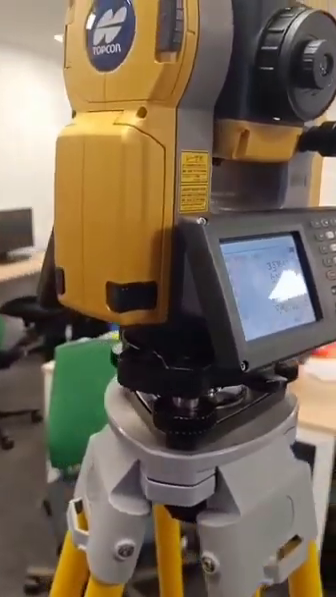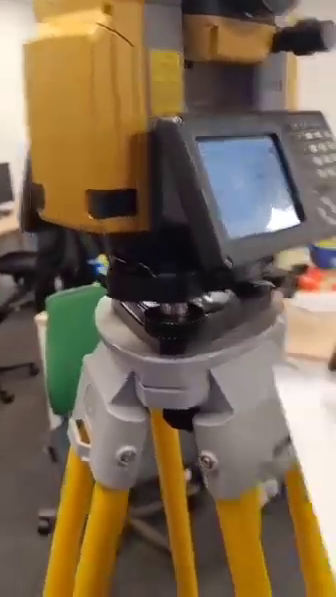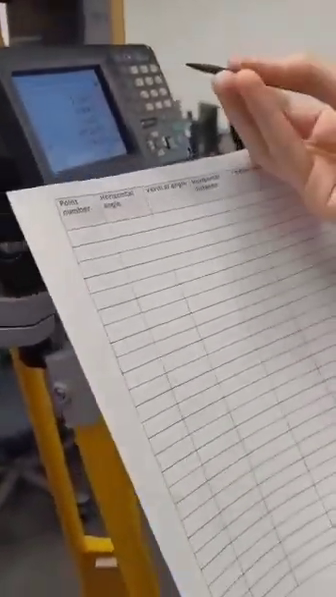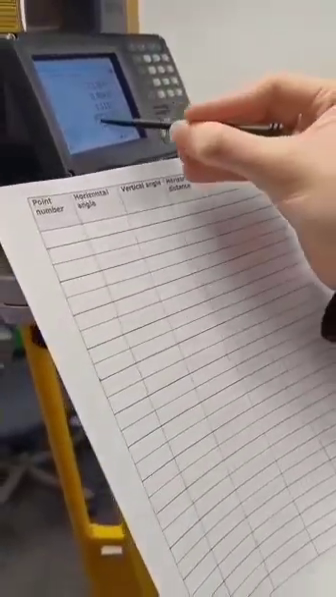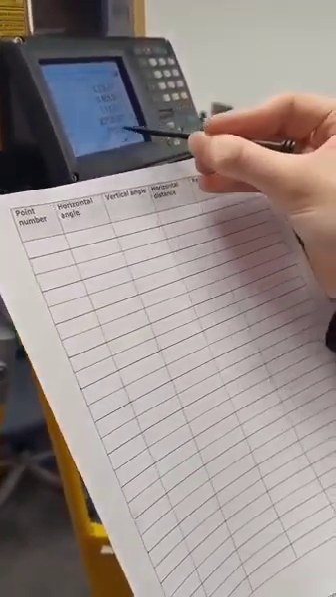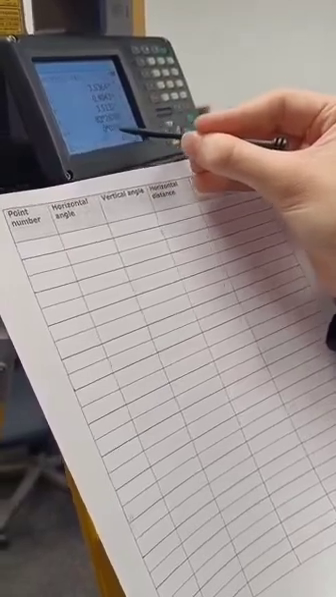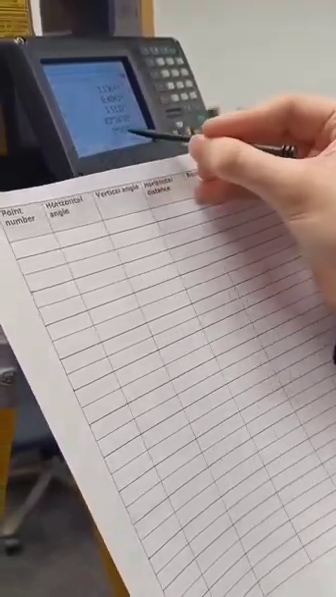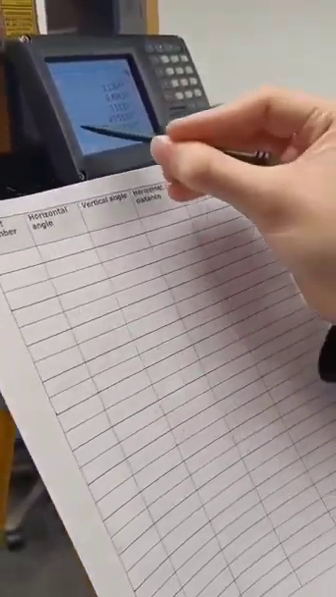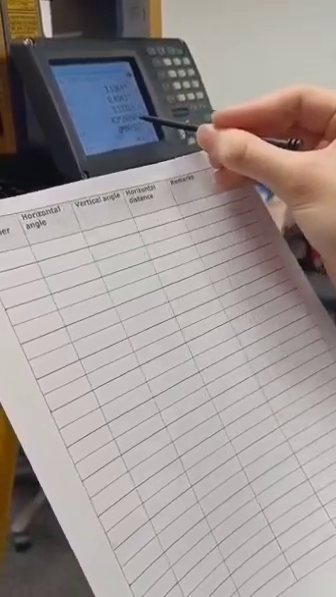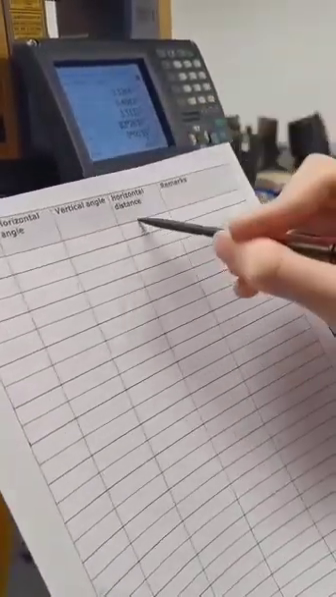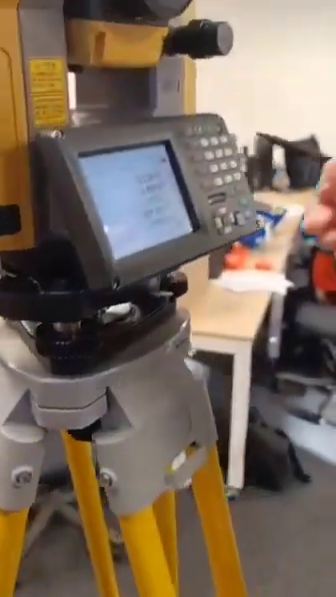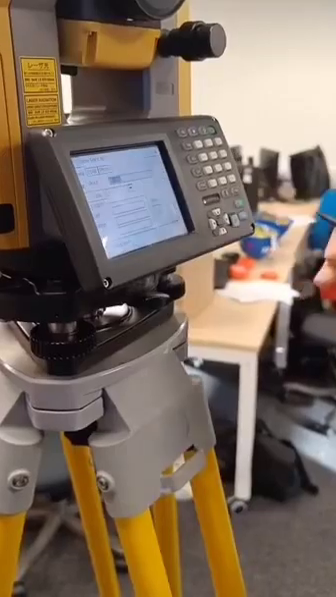And on your sheet, you need to write down for every point that you take. So for the backsite, I would write point number BS 100. Horizontal angle should be this one, I believe, the one at the bottom, so horizontal angle, 0 degrees. Vertical angle is a Z angle, so that's 83.26 degrees. Horizontal distance, HD, 3.5 meters. Remarks, backsite, pretty much.